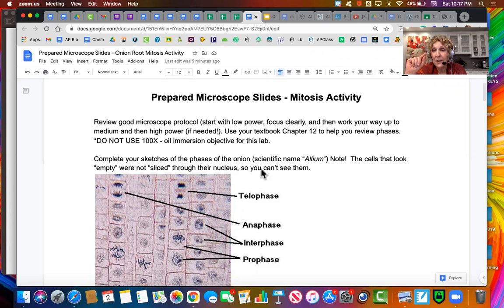For this particular lab, I don't think you're going to need the high power. You might, but be careful when you go to high power objective. Remember that you're just going to use the fine adjustment and not the coarse adjustment because there's just not quite enough room. You will not be using the oil objective for this lab.